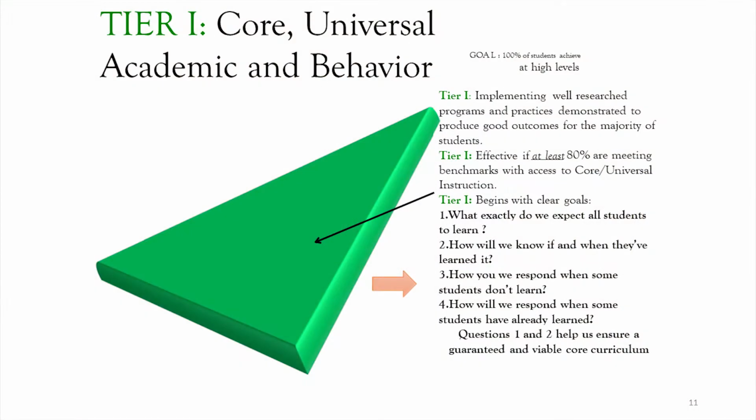First thing you have to have in a building or a district is everybody knows common language, common understanding about the definitions. Very simple. Tier one is what everybody gets. That's all you can say about it.